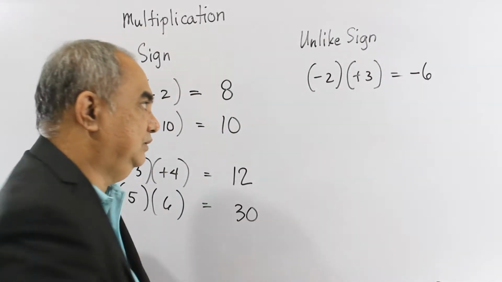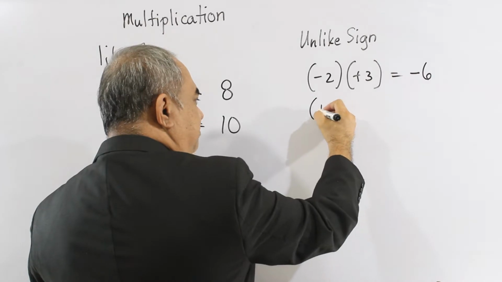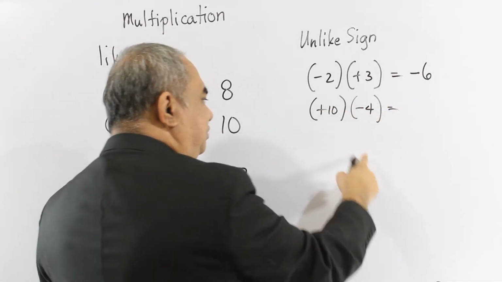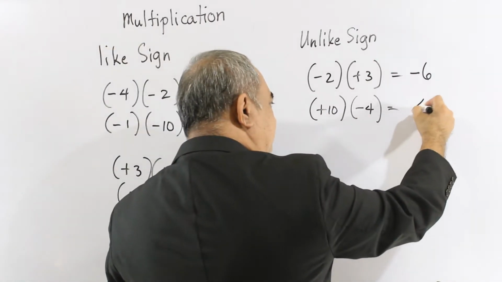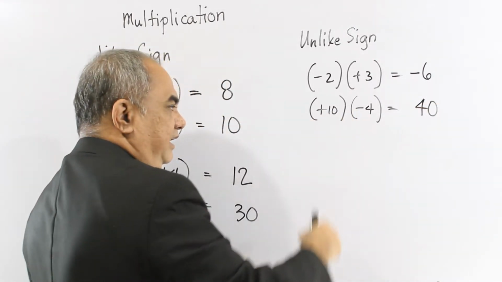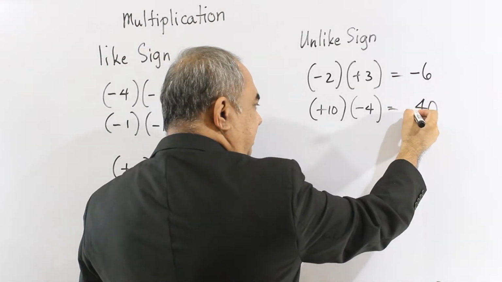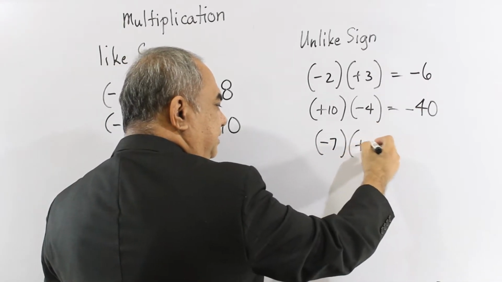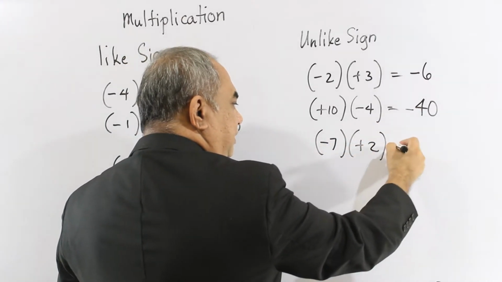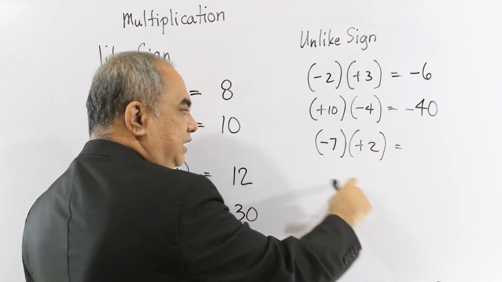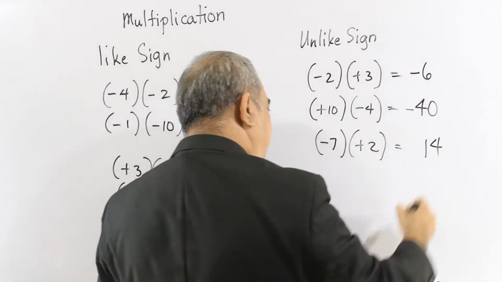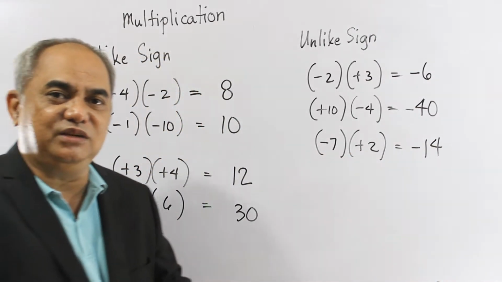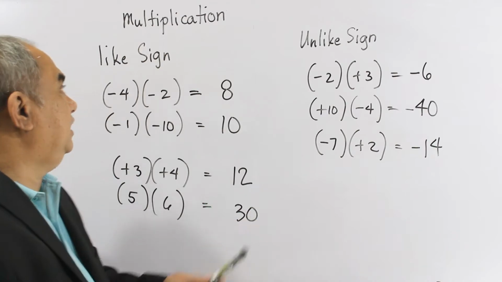position of the numbers. Let's have another one. This time positive 10 multiplied by negative 4. When we get the product of 4 and 10, it will give us 40. But since they have unlike sign, we say the product is negative 40. Another one, we have negative 7 multiplied by positive, let's say positive 2. We get the product of 2 and 7, that's 14. And then we use the sign negative since they have unlike sign. So there you have it for multiplication.